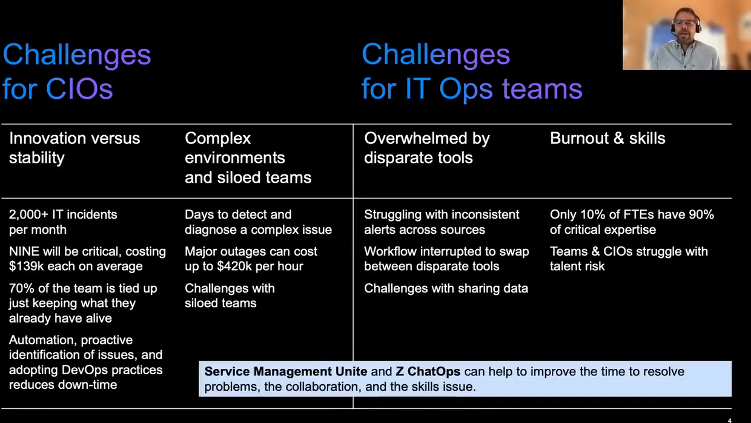So with these challenges in mind, let's have a closer look at how IBM Z ChatOps combined with Service Management Unite can help to improve the time to resolve problems, the collaboration across teams and team members, and the skills issue.